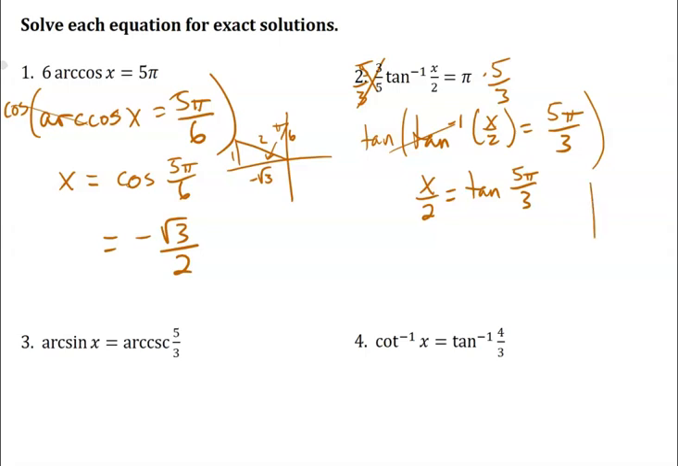Tangent of 5 pi over 3, let's draw a triangle. 5 pi over 3 is just 1 pi over 3 short of being a full rotation. So 3 pi over 3, 4 pi over 3, 5 pi over 3, okay, which is 60 degrees. So my triangle is going to be 1, negative root 3, and 2. So then the tangent of that angle is negative root 3 over 1, or negative root 3. Okay, and then to isolate the x, I need to multiply both sides of the equation by 2, and I get x equals negative 2 root 3. I'm sorry, my dog is whining again.